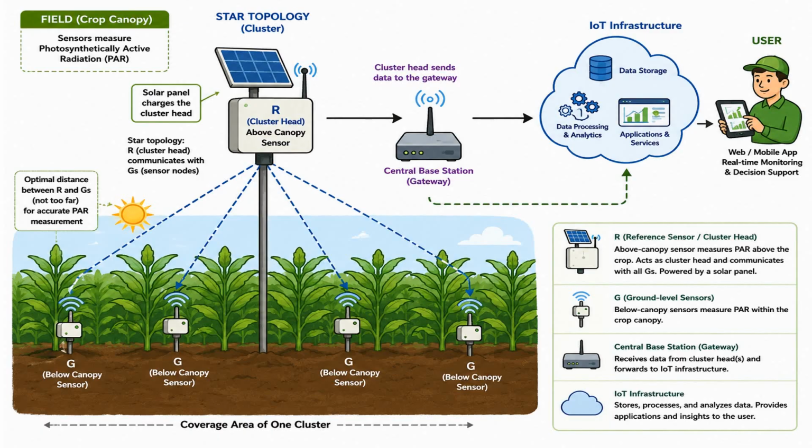So here you can see the reference sensors, which are also the cluster heads, placed above the canopy, and ground level sensors which are placed below the canopy. You have a central base station. You have an IoT infrastructure. So this is about the architecture.